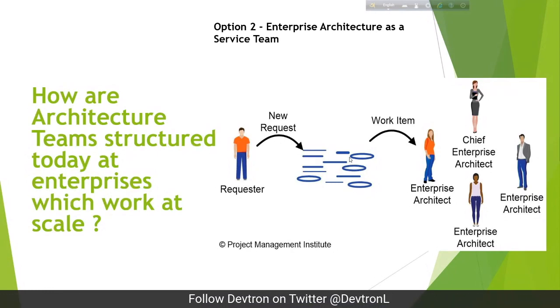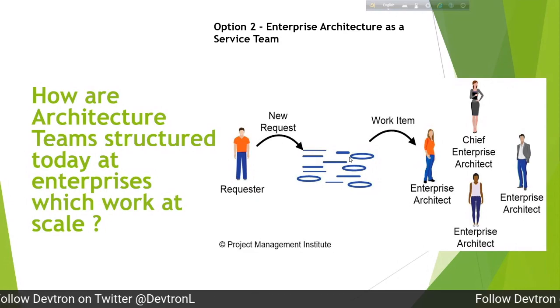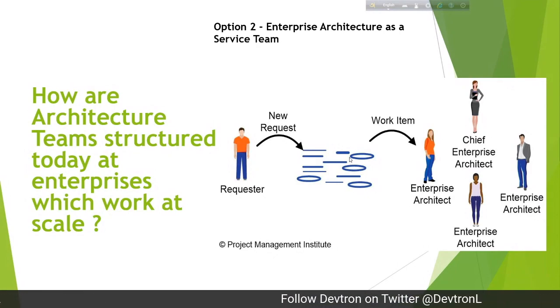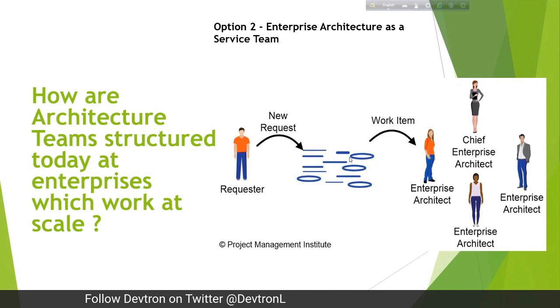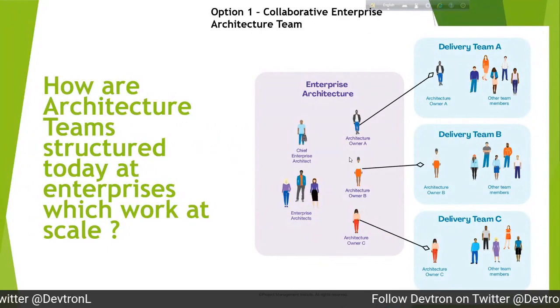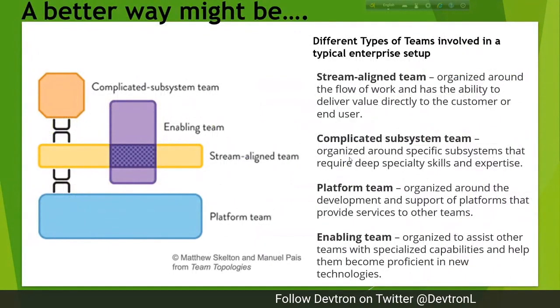You go to this group, you raise a new request, and an enterprise architect comes, works with you, tries to understand your problem, creates the architecture diagram, creates all of the architecture deliverables, then goes back. So this is traditionally how architecture teams are working. This is still what you will see more, but this is not a very good way.